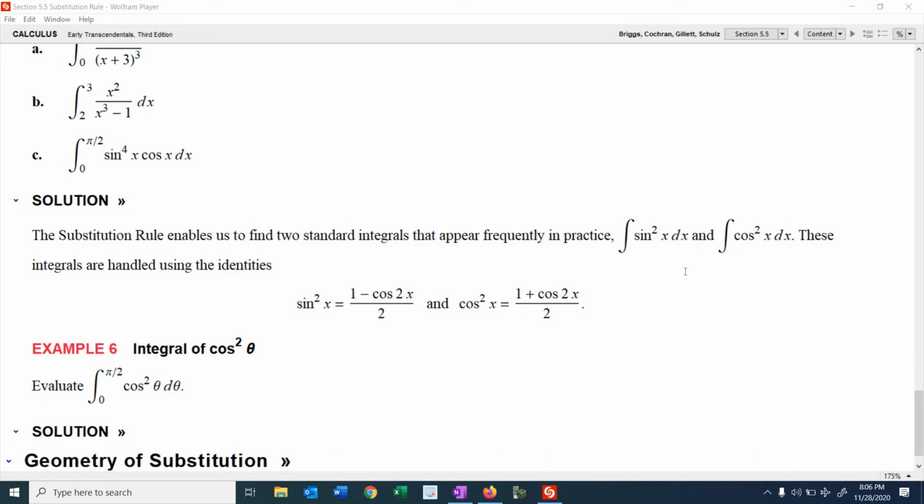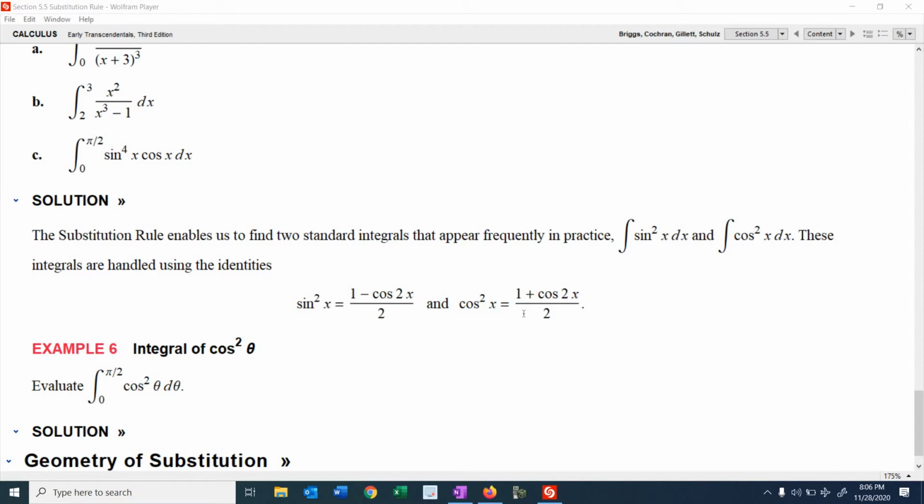Hello again. In this video, we're going to talk about how we integrate sine squared of x and cosine squared of x. Now, we don't know the antiderivative of either one of these functions. So, in these cases, we replace them with trig identities. If it's sine squared of x, we're going to replace it with (1 minus cosine of 2x) divided by 2 and integrate that function instead.